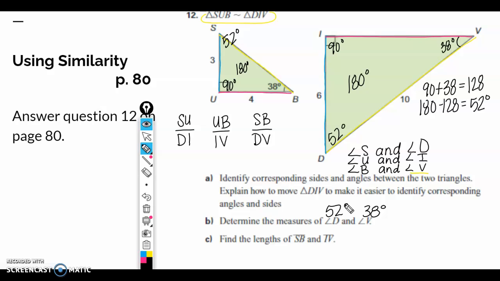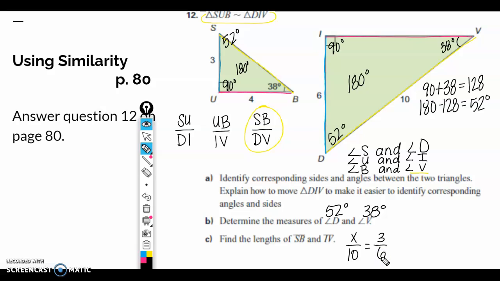Now let's find the side lengths of side FB and IB. So we're going to begin by writing a ratio of FB over DB. That is our ratio, and we can see that up here. FB is what we do not know. That's what we're looking for. That is going to go over the measure of DB, which is 10. We set that equal to another ratio where we're given the side lengths, SU and DI. SU is 3 over DI, which is 6.